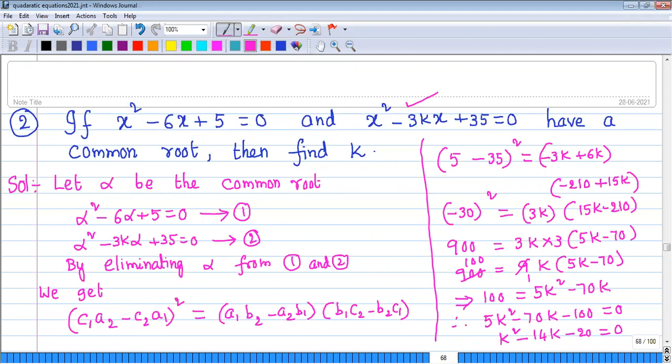Sir, near A2 B1 we should get only 6, no sir. You wrote 6k. A2 B1, you wrote 6k, no sir. Only A2, minus 6 into 1, minus 6 plus. A2 is equal to how much? A2 is equal to 1, B1 is 6. Yes. Okay.